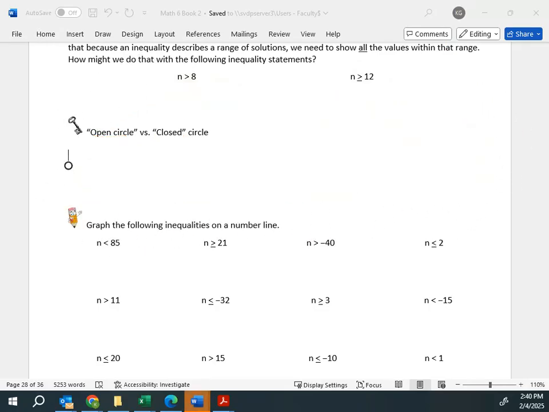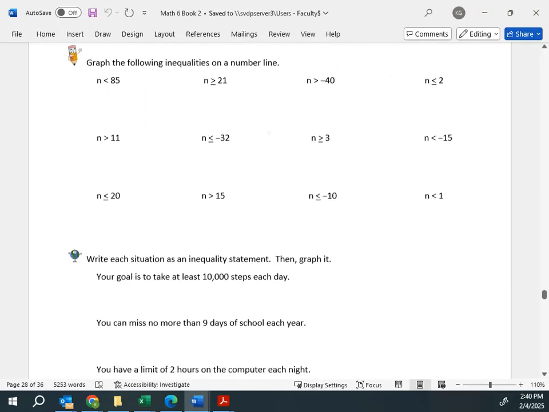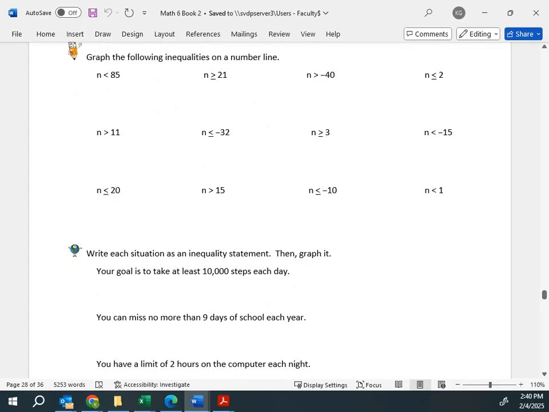But remember your 3 steps. So when we draw our inequalities, we are following our 3 steps. First one is draw your number line. So I have n is less than 85. So I'm going to put 85 on my number line.